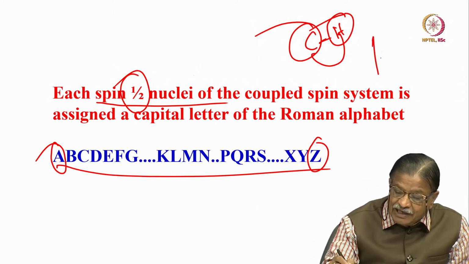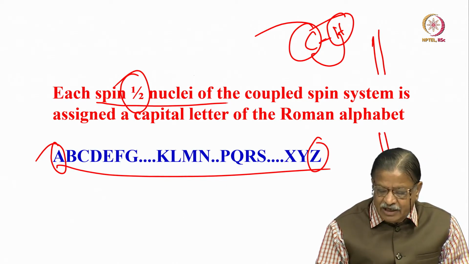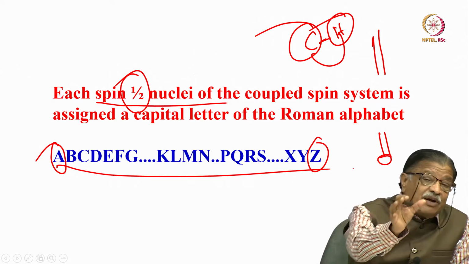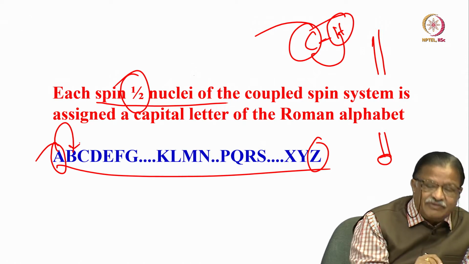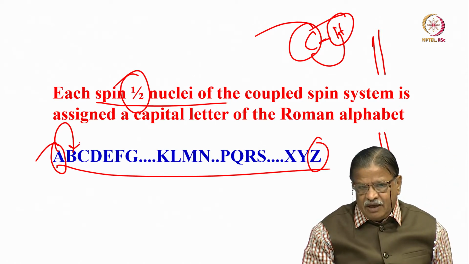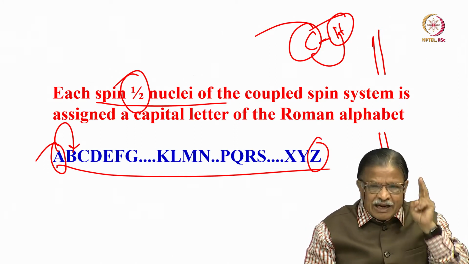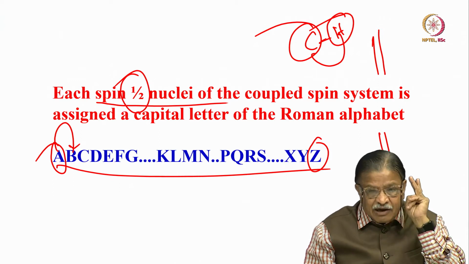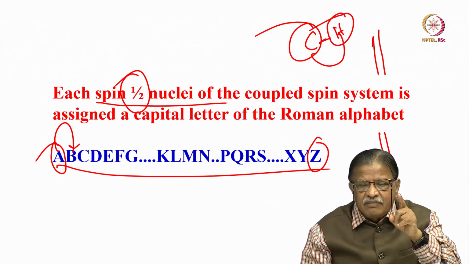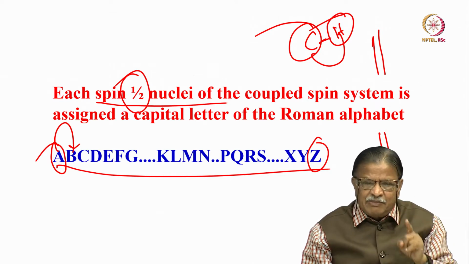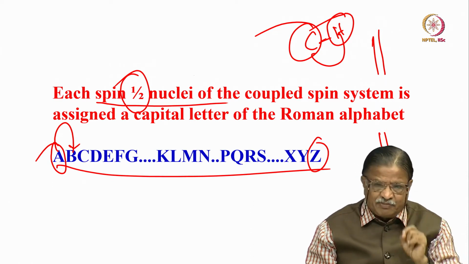If on the other hand the chemical shift separation is very small, one is here, the other is very close to that, and the coupling between them is also comparable, then you have to represent them by letters which are closer in the alphabet. That means the two interacting spins are represented by two letters closer in the alphabet: strongly coupled spin systems. It is not possible for you to analyze such spectra in the first order way. They give us second order spectra.